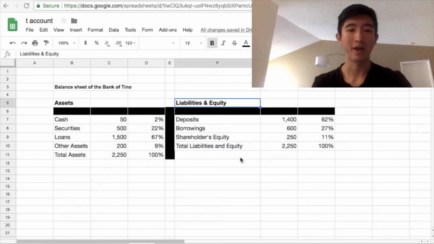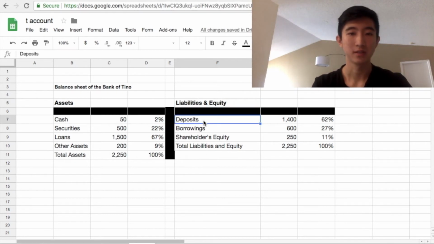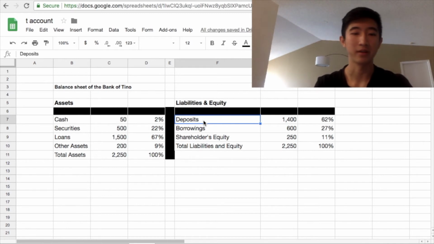On the other hand, we have liability. Liability implies future obligations. So first of all, deposits. Deposits are what people store in the bank. The bank needs to provide people's deposits whenever they want them, so that's a liability for the bank. Second, borrowings are mainly from the Federal Reserve, charged with the discount rate as we learned before.